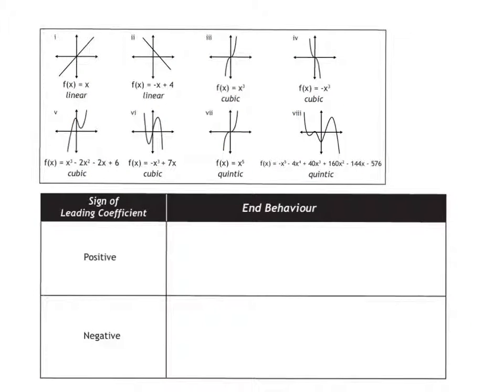This next set of functions are all odd degree. We have linear, which are a degree of 1, cubic, which are a degree of 3, and then quintic, a degree of 5. And so 1, 3, and 5 are all odd numbers. These are odd degree polynomials. And we can see some similarities between these as well.